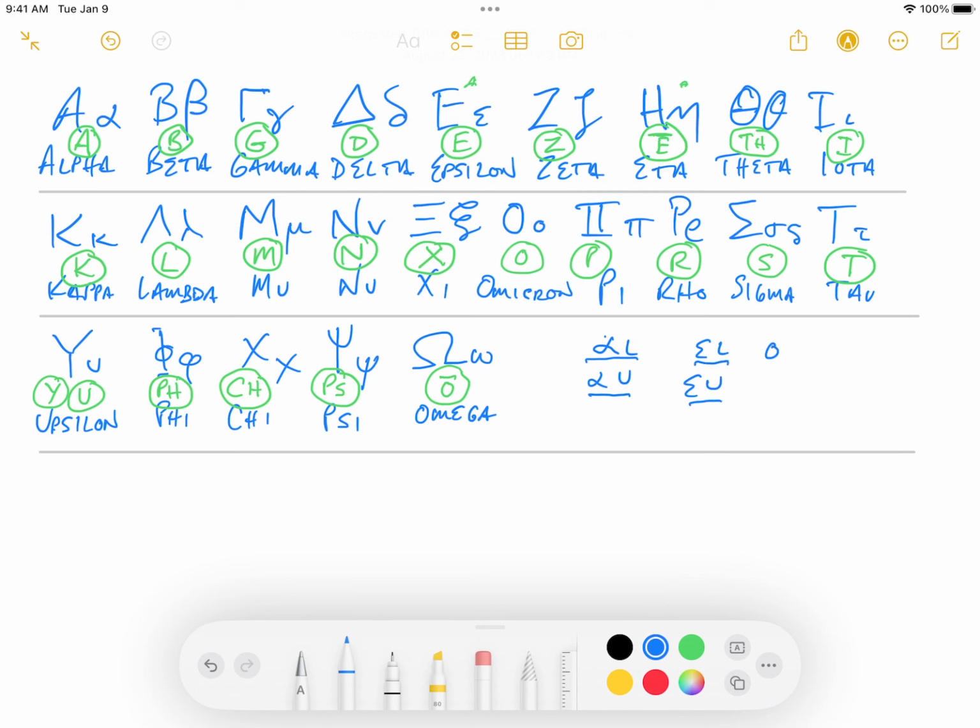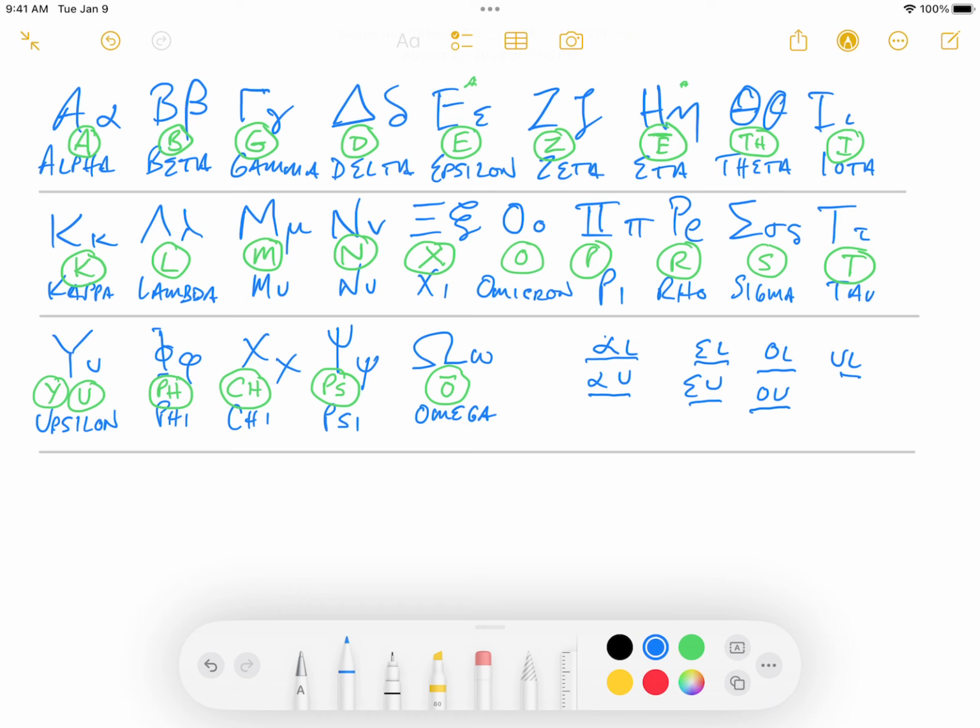If I have an omicron iota, it's going to make the sound oi, as in oink, and if I have an omicron upsilon, it's going to make the oo sound, as in ooze. I even have one that starts with upsilon and has an iota on it, and that goes wee, like that. And so that's just other sounds.